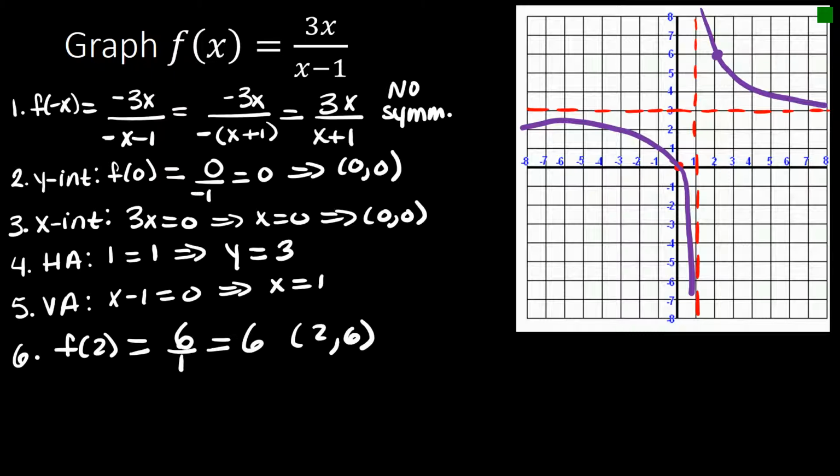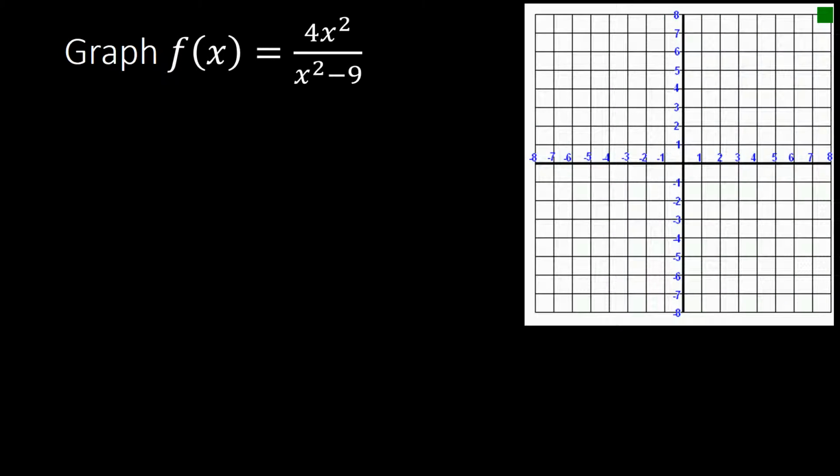All right, let's look at another one. Let's graph f of x equals 4x squared divided by x squared minus 9. So let's look for symmetry. Let's look at f of negative x. When I put negative x into x squared, I get x squared back. So I have 4x squared over x squared minus 9. And I end up with the exact same thing I started with, which means we have y-axis symmetry.